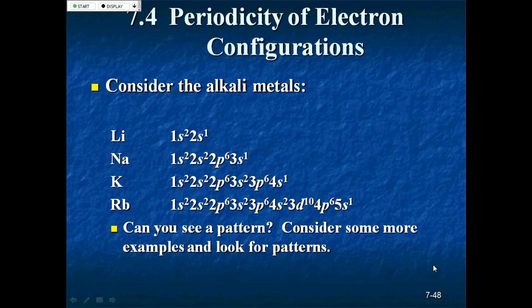So consider some of the alkali metals. The first lithium, sodium, potassium, rubidium, and we have the electronic configurations given here. Can you see a pattern? What is it you notice? How they are all ending? With an S1 configuration? Every one of them have S1 at the end, right? Okay.